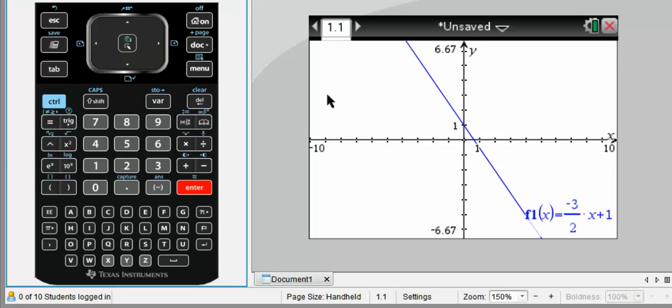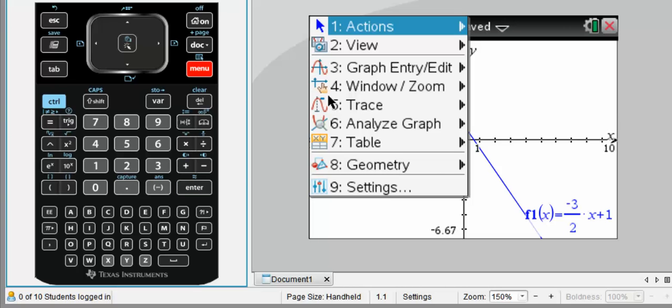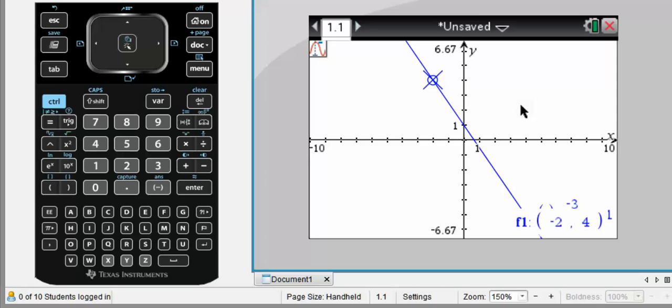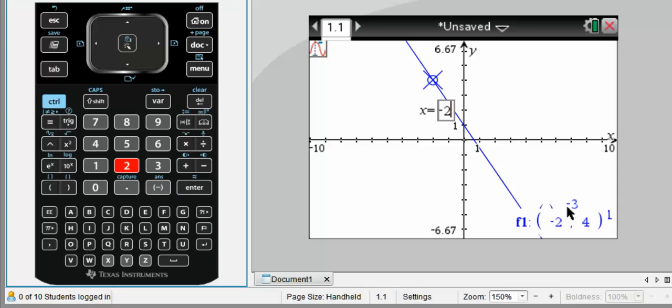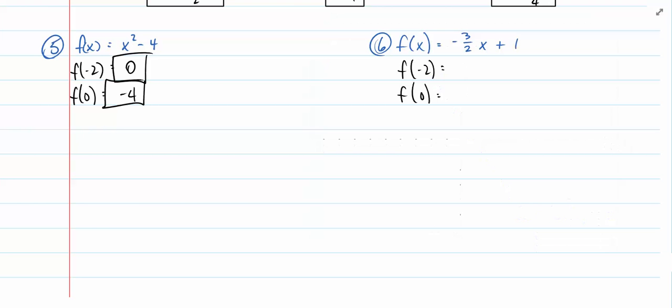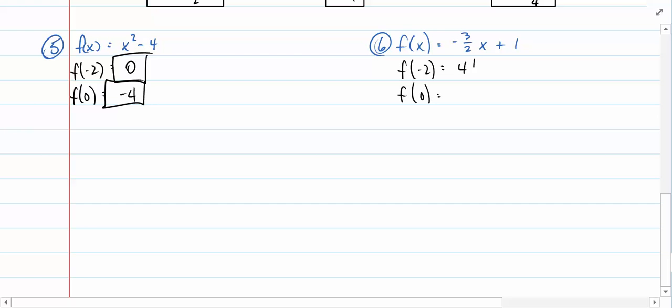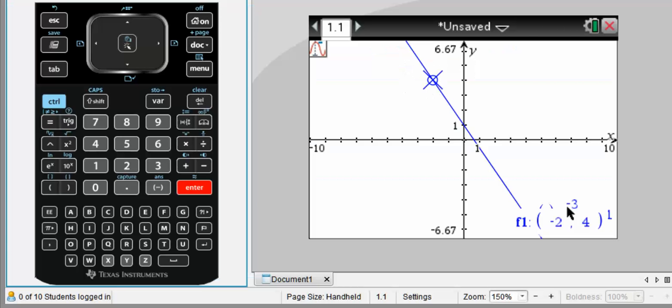And here's our graph. Now to calculate those two numbers, let's go to the menu key, then trace, and select graph trace. Well, again, we got lucky. Our cursor was left at -2, so I see that result. F evaluated at -2 is equal to 4. And then I switch back to the calculator.